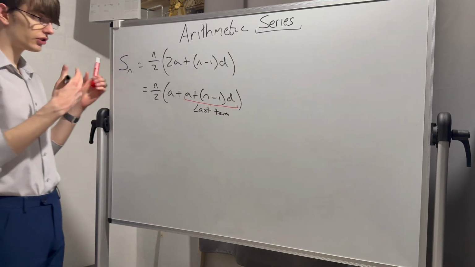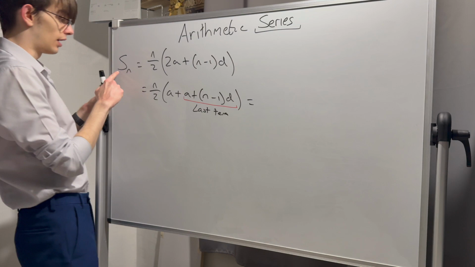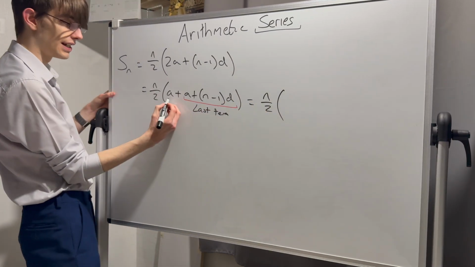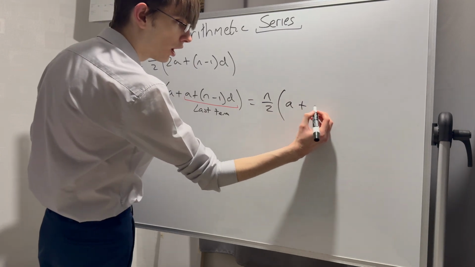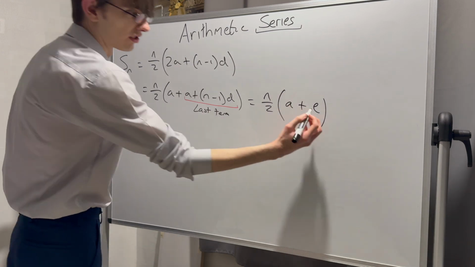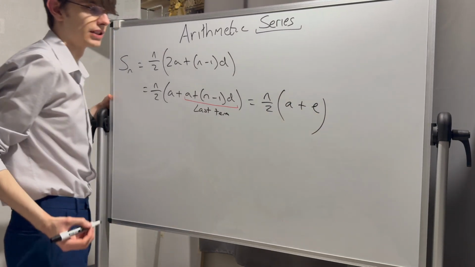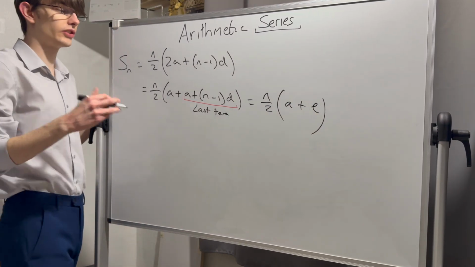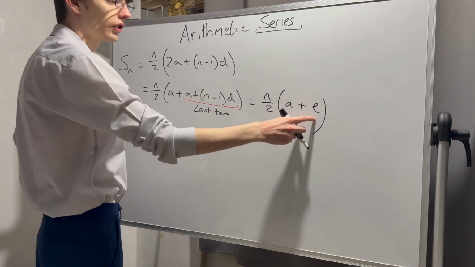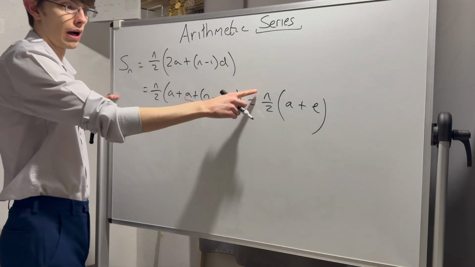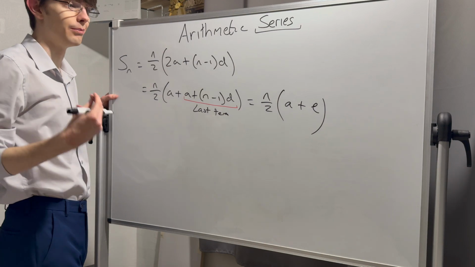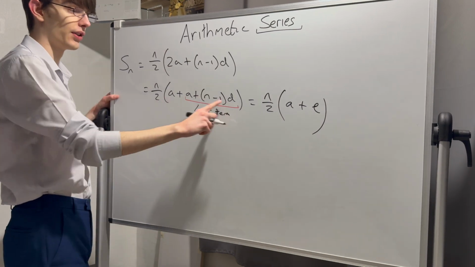So my sum, S n, is n over 2 times a plus L. My L's are weird. That looks like an E. Yeah, gonna have to get used to that. A plus L, the last term in the sequence. So if I know the first and last term in a sequence, and I know how long the sequence is, I can add all of the terms immediately, without even having to bother with any of this.